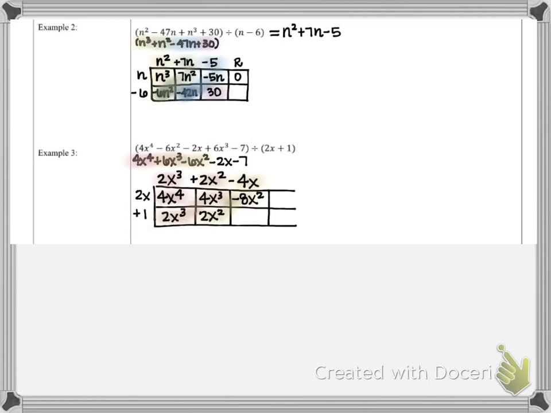Okay, now we need to fill in the bottom box. Hopefully you're kind of getting the hang of this puzzle thing. You're just filling little pieces in as you go. So when I multiply the -4x and the 1, I get a -4x. Now I am at the x term, so I need a -2x.